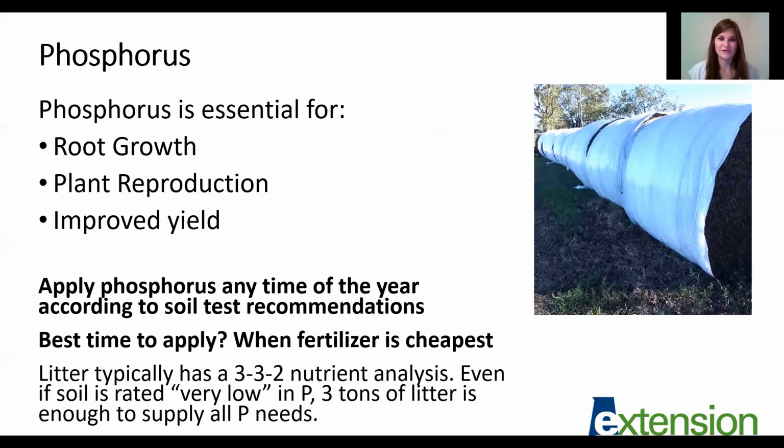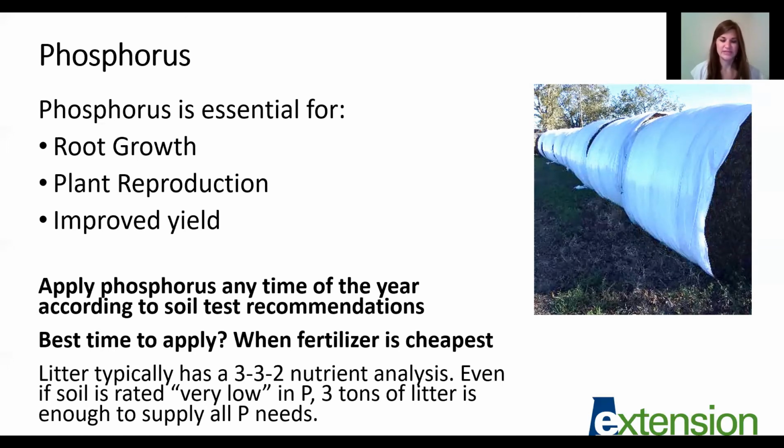So phosphorus is the last of our 3 main macronutrients to talk about. Phosphorus is essential for root growth, for plant reproduction, and for improving yield. So again, phosphorus, depending on soil type, is highly dependent, and so it's important to apply that according to soil test recommendations. But the best time to apply is really whenever fertilizer is the cheapest. It doesn't matter too much when phosphorus is applied because it is not prone to leaching in the soil.